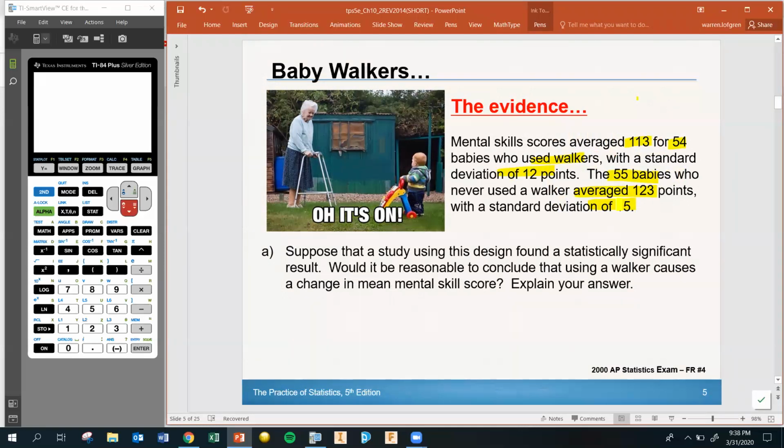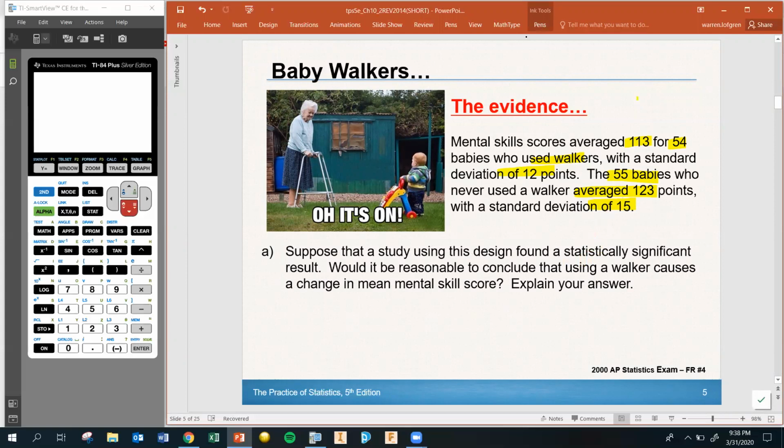But the first question on this AP exam problem, question A, said, suppose that a study using this design found a statistically significant result. Now, remember what that means. If it's statistically significant, then these numerical results that we have up here are unlikely to happen just by chance. So the question says, would it be reasonable to conclude that using a walker causes a change in mean mental skill score?